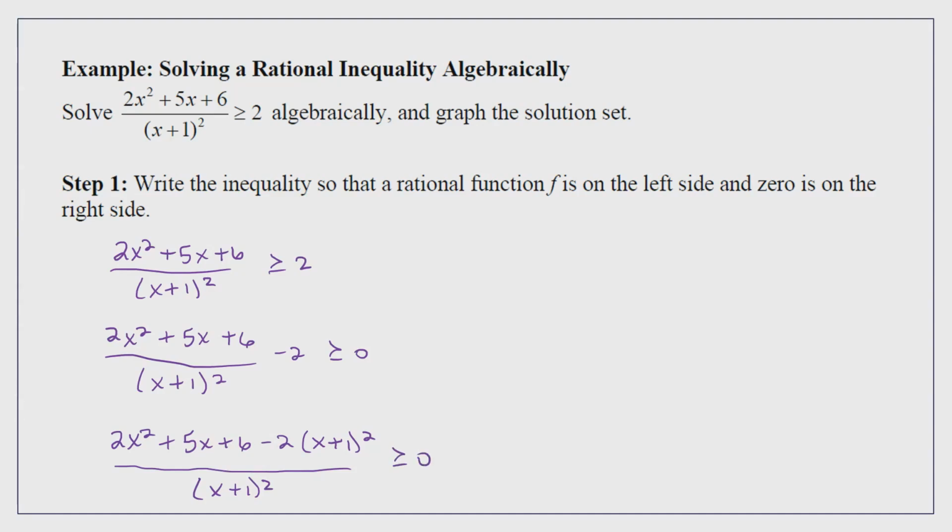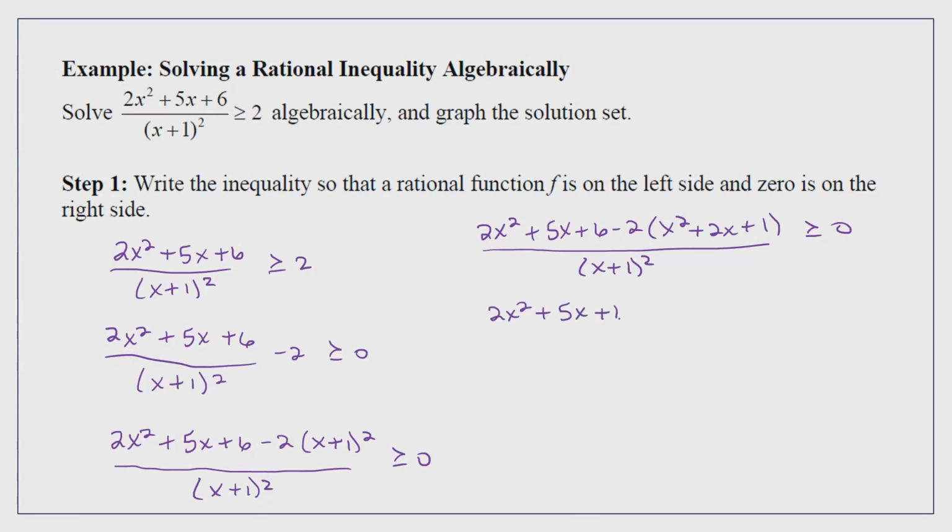Now we can simplify the numerator. So we'll have 2x squared plus 5x plus 6 minus 2 times x squared plus 2x plus 1, greater than or equal to 0, all of this under x plus 1 squared. Then we can distribute the 2. So we'll have -2x squared minus 4x minus 2.